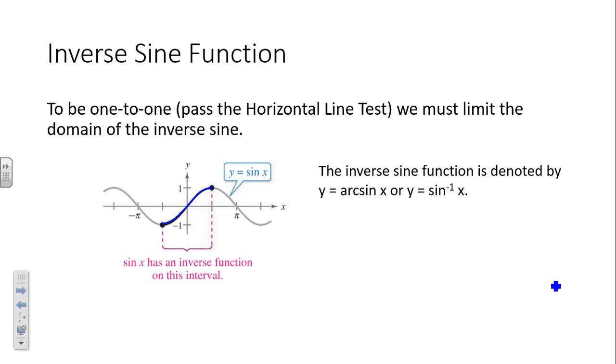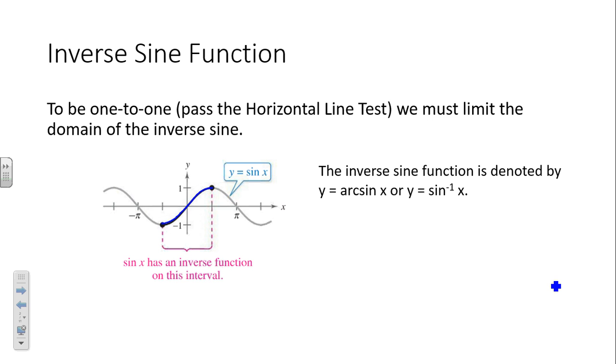So far, so good? Between -π/2 and π/2 is the portion that we're going to talk about being the inverse sine, because that gets us some positive values and it gets us some negative values. So far, so good? Okay.